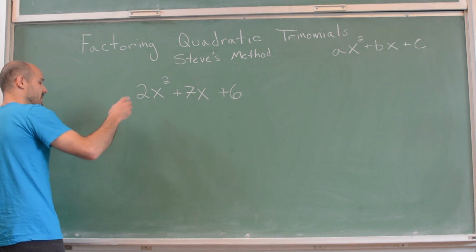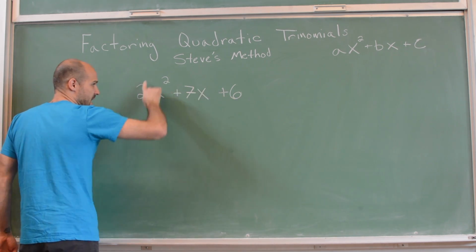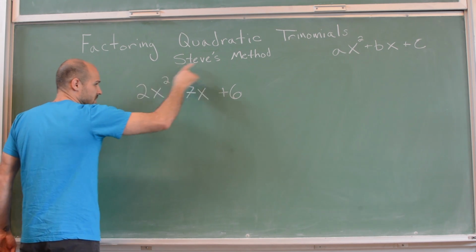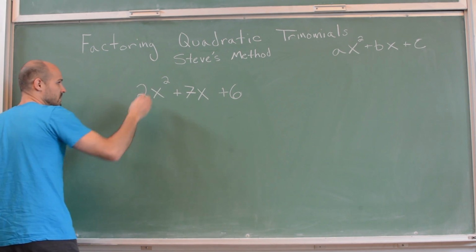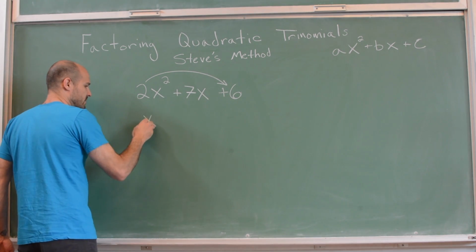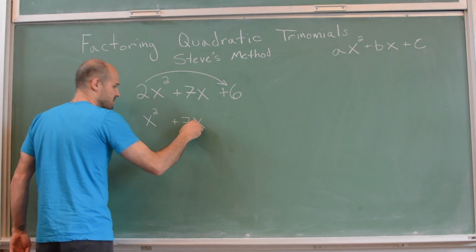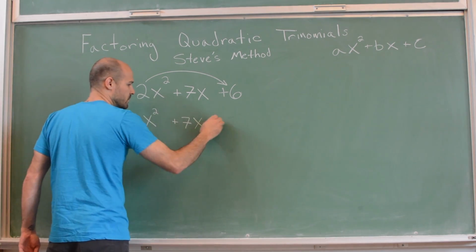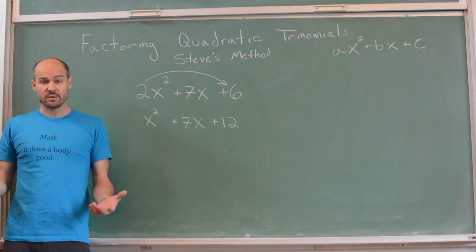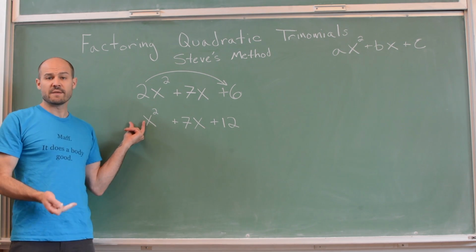Step 1, you take this 2 off of the x squared and multiply it, changing the 6 by that factor. So 2 times 6 is 12. Again, the 2 comes off of the front, the middle term stays the same, and the last term is now multiplied by this 2. Now, you'll notice we have a trinomial where a is 1. We don't have a coefficient.